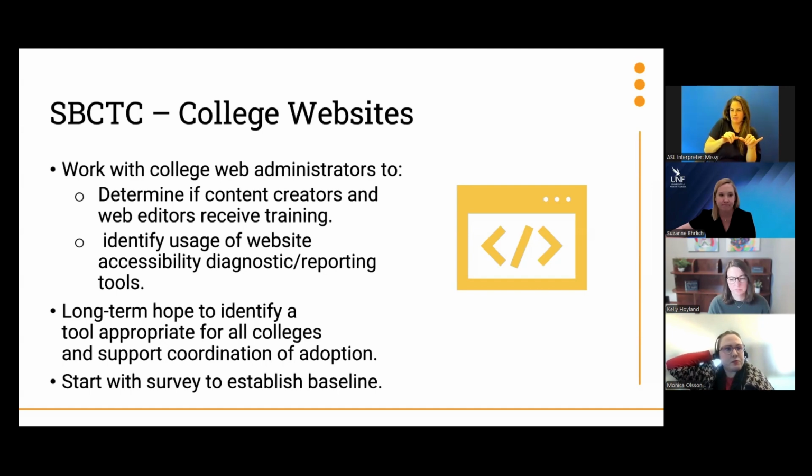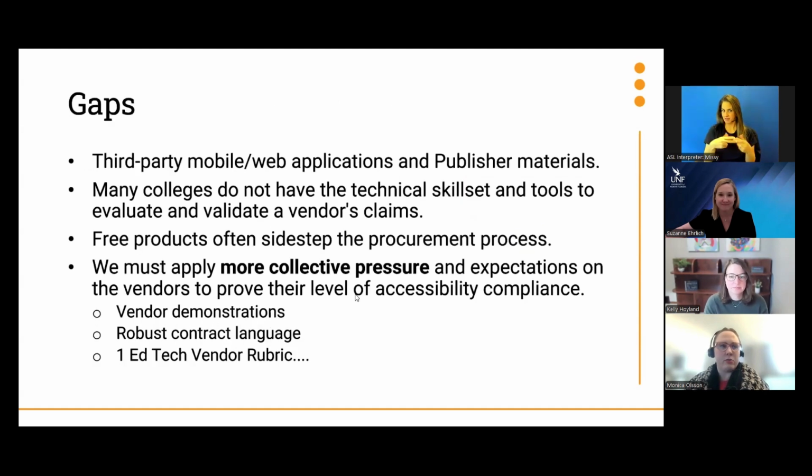So the long-term hope here is after we collect this data, and we communicate this to our stakeholders and leadership, ideally, we'd like to figure out what tools are working the best and serving our web administrators the best. And perhaps there's room for a system level, consortium level conversation around what tools we should be using as a system to evaluate the content of our public facing web pages and use those reports to improve the accessibility. So I think that's all I have to say on that slide. We can move to the next one.